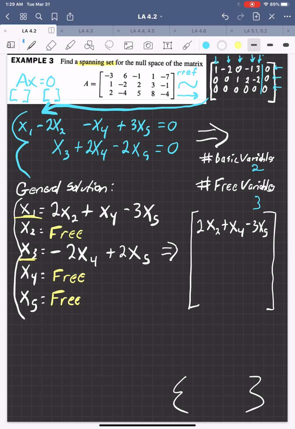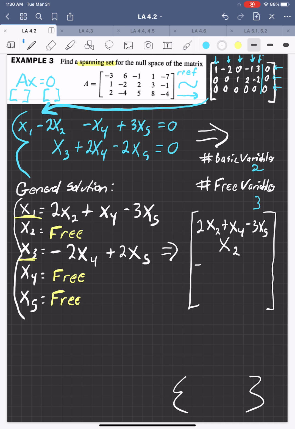Now, this next step can be confusing to some students. So what would I write in this entry right here? Well, I don't write free if I'm trying to put it back into a matrix, right? When you have the general solution, it's perfectly fine to make a statement about x sub 2 being a free variable, but you can't write the word free inside of a matrix. The matrix is not going to understand what you're talking about. So if x sub 1 equals 2x sub 2 plus x sub 4 minus 3x sub 5, what does x sub 2 equal? Well, x sub 2 equals x sub 2, right? Does that make sense? Let's continue.